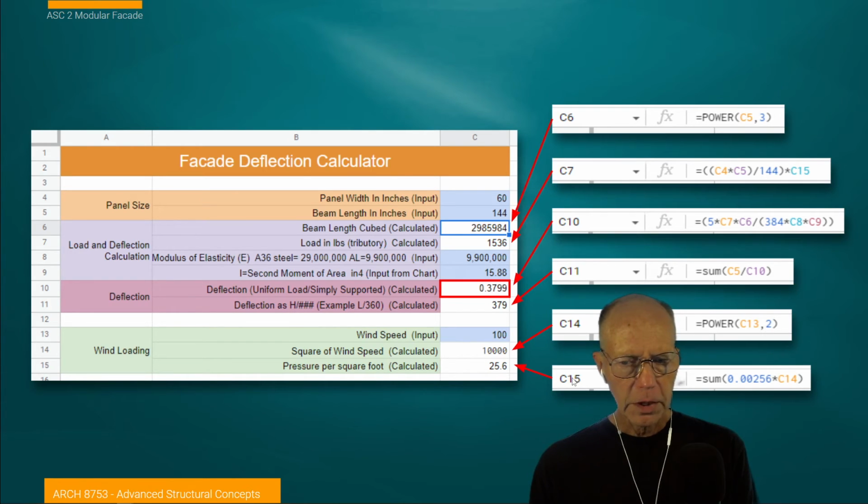Then that C15 number is actually used back in our tributary load, where we take the dimensions of our panel and multiply it by the load that's impressed upon it.